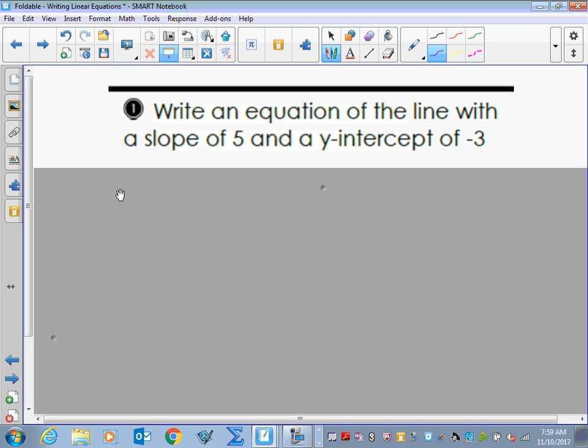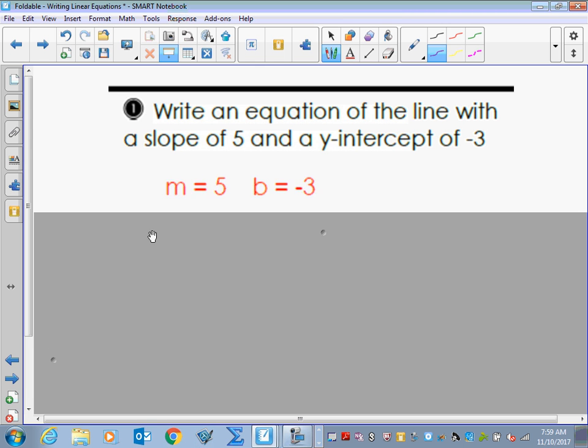Here's the first problem. It says, write an equation of a line with a slope of 5 and a y-intercept of -3. So when we're looking at slope-intercept form, it looks like this. Y equals mx plus b. So you want to write that down. So those are the 2 pieces of information you need to write an equation of a line.